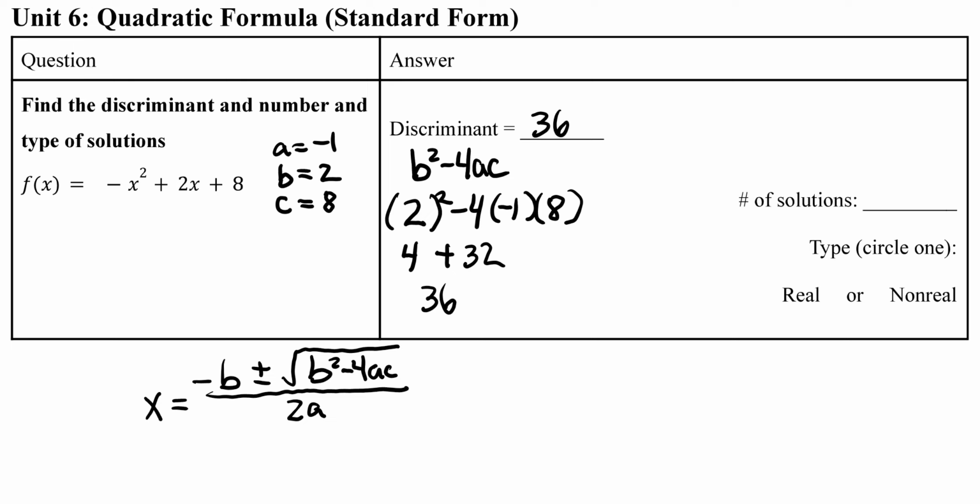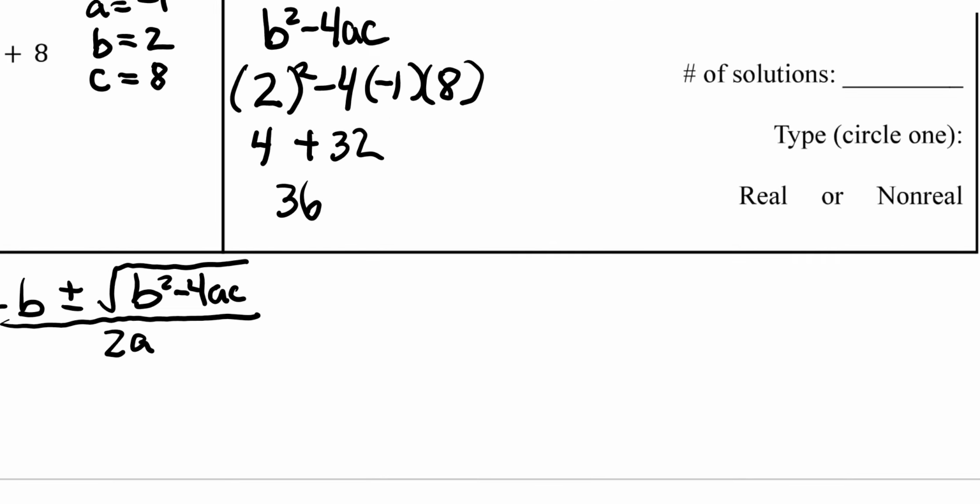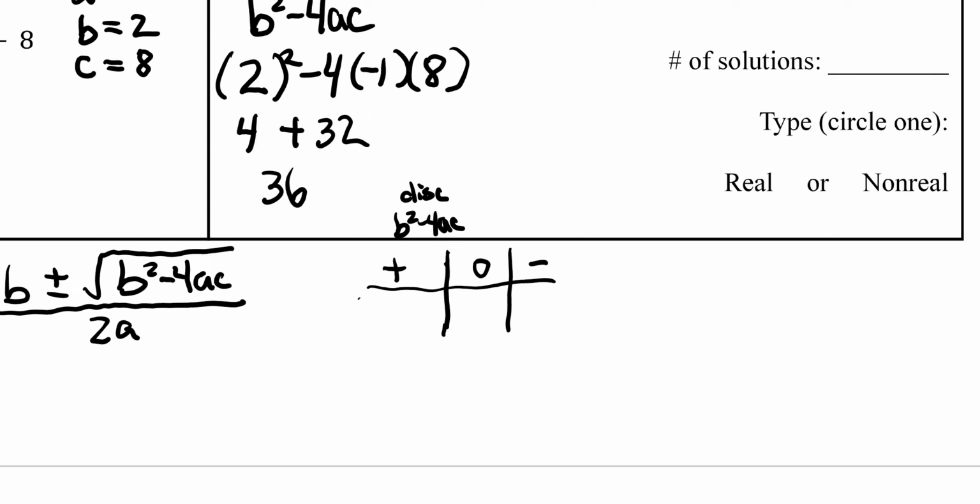And now we have to decide how we analyze this. Your discriminant, your b squared minus 4ac, has 3 possibilities. It could be positive, it could be 0, or it could be negative. If it's positive, you get 2 real solutions. If it's 0, you get 1 real solution. And if it's negative, you get 2 non-real solutions.